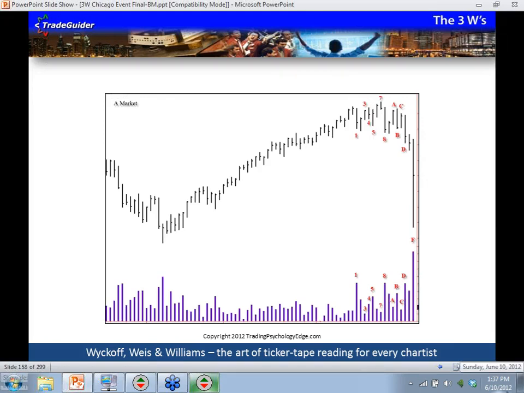Anybody know what day this is? This is the flash crash. That's right. This is the flash crash. Isn't it interesting? Now, I'm not suggesting that we could have predicted the flash crash and the extent of the down move. I'm not suggesting that at all.